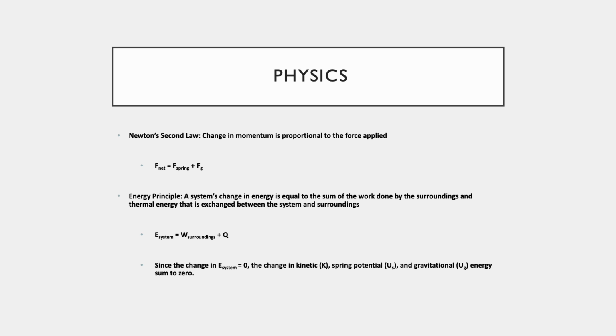The physics that we're using for this would be Newton's second law, which is the change in momentum, the energy principle, and also other spring force equations and gravitational equations to form our work and our Fnet. So Newton's second law we worked with before: Fnet equals all your total forces in the system, which in this case would be the force of the spring and the force of gravity. And then your energy principle is: the energy of the system is equal to the work done by the surroundings plus your Q.